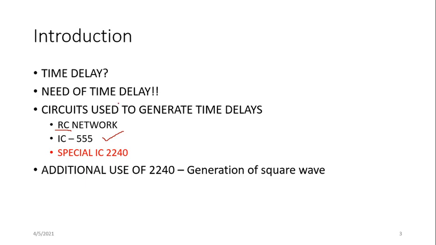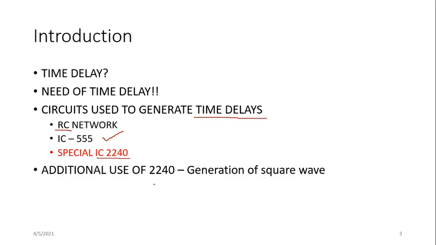Along with that, today we are going to study one special IC, IC2240. So basically IC2240 is used to generate the time delays. If you want a very small time delay right from microseconds to very long time delays up to a few days, you can use ICs like IC555 and 2240. 2240 is used for very large time delays.